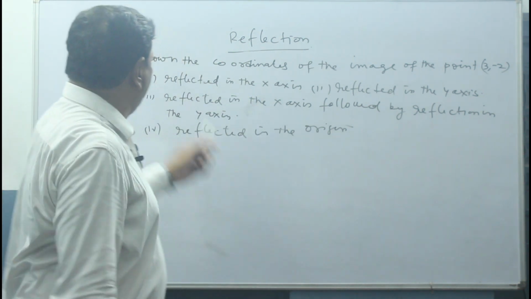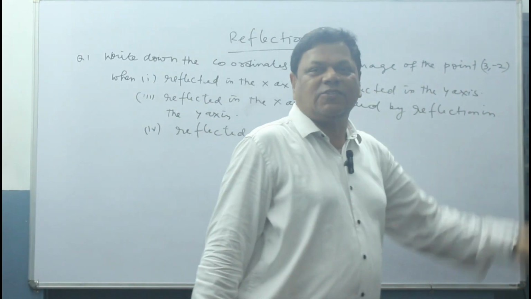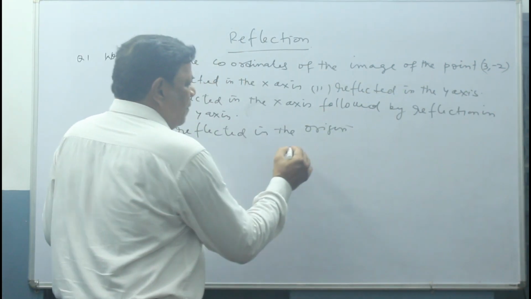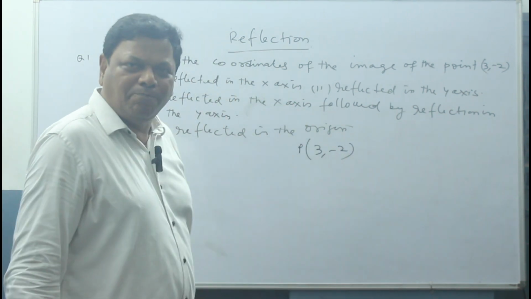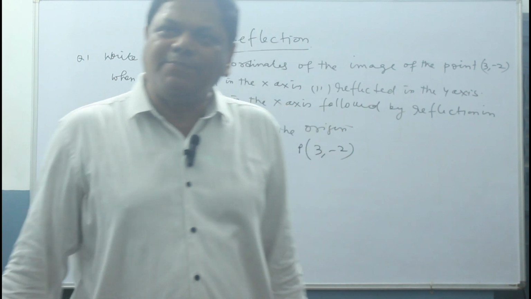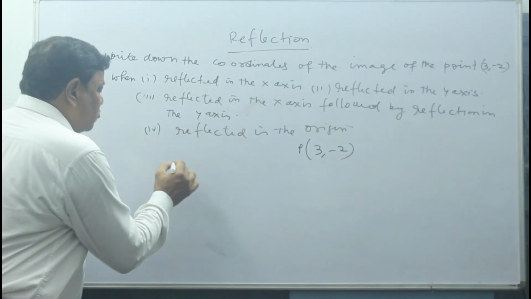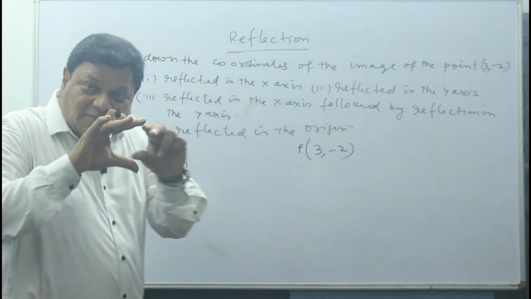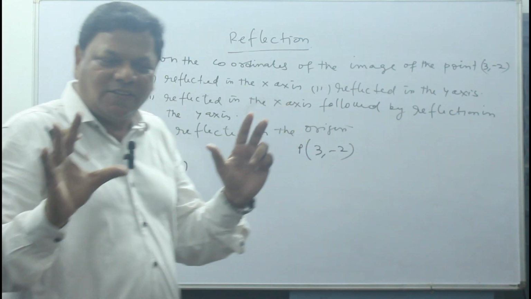Now see here, write down the coordinates of the image of the point 3, minus 2. What is the main point? The main point is P (3, -2) is given. I have taken one name, P. Okay children, what is the name taken? P (3, -2) is given. Now, first question, you have to write to explain it. Don't write only the answer. Write very clearly about this. Okay?